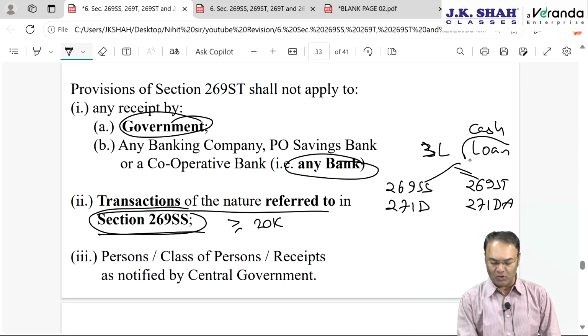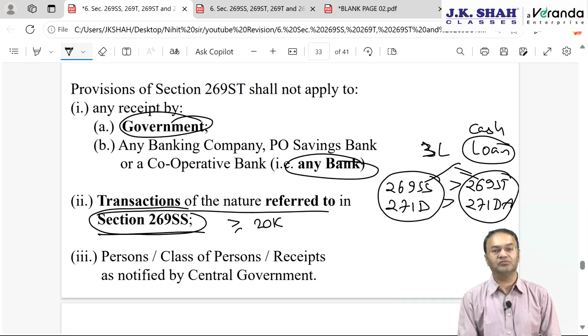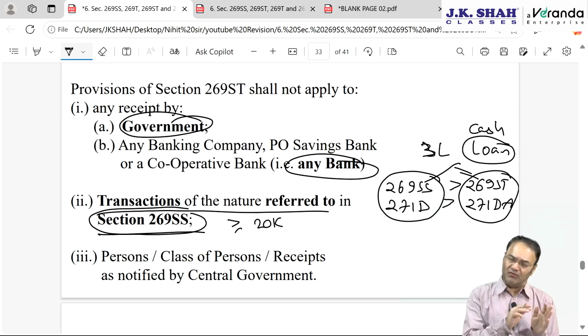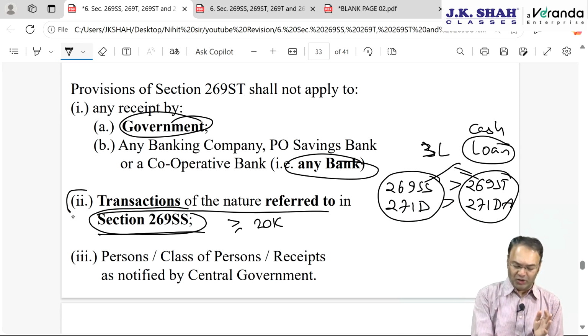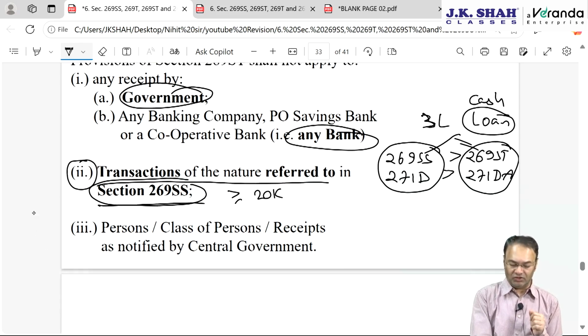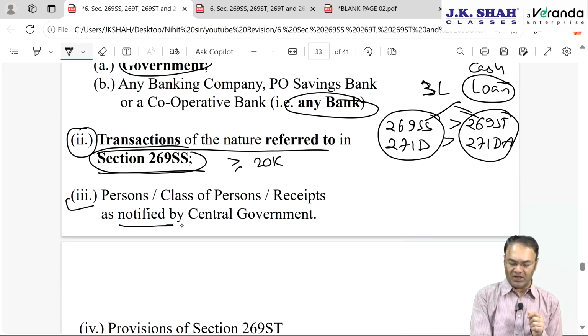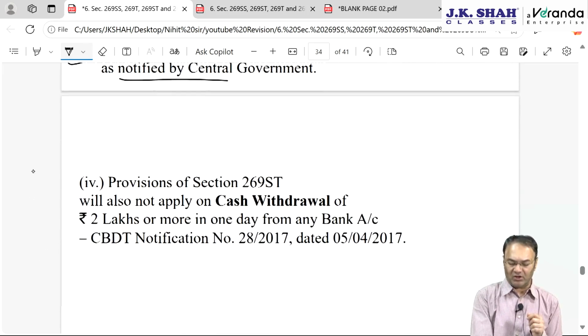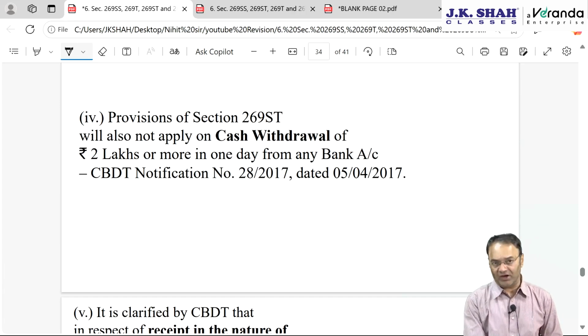So if it is a loan transaction or deposit transaction, then this section will supersede this section, right? And then the penalty will ultimately be levied under one section only. This is basically to avoid duplication of penalty, which is good for us. Or notified class of persons as may be notified by the central government. So, the government has notified a couple of transactions.